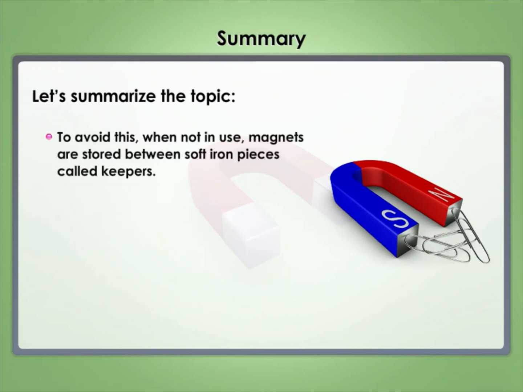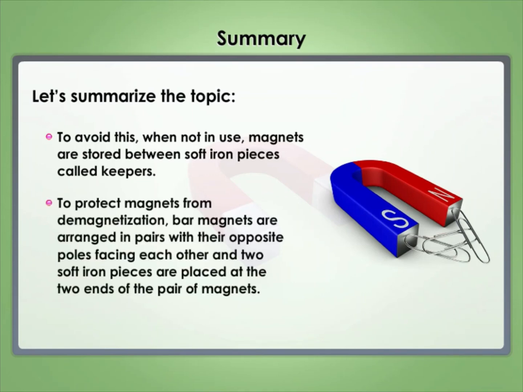To avoid this, when not in use, magnets are stored between soft iron pieces called keepers. To protect magnets from demagnetization, bar magnets are arranged in pairs with the opposite poles facing each other, and 2 soft iron pieces are placed at the 2 ends of the pair of magnets.